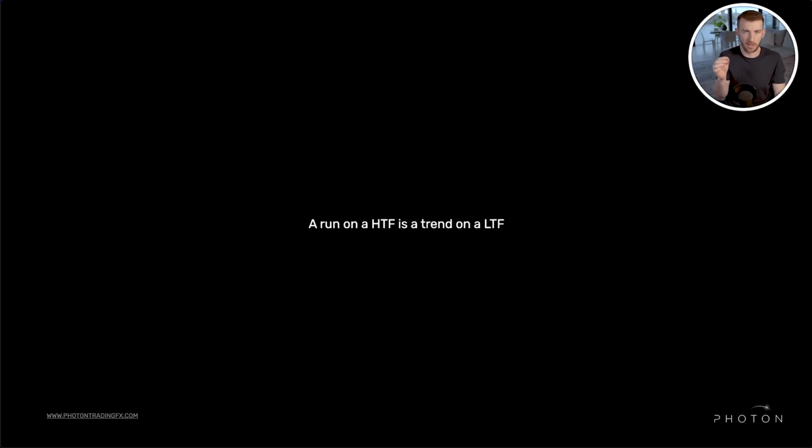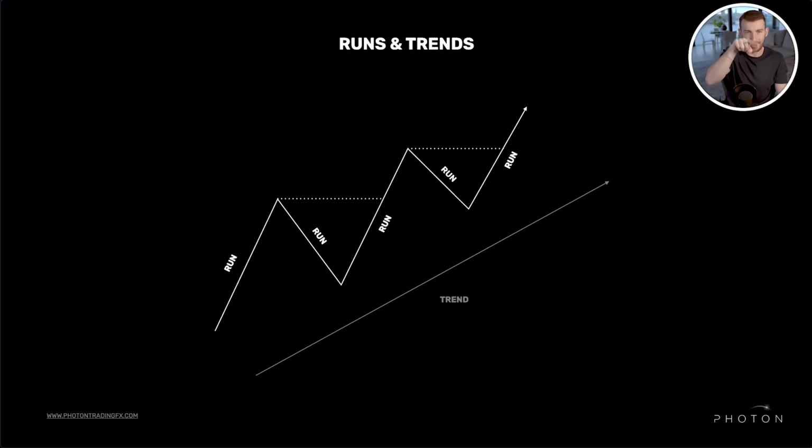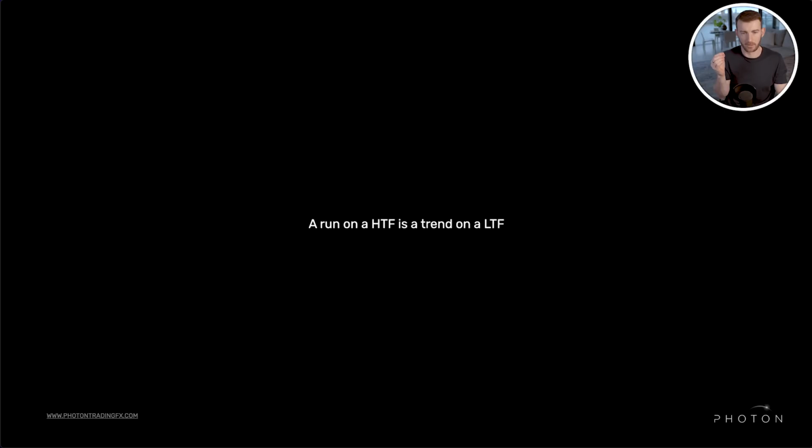So a run on a higher time frame is a trend on a lower time frame. A run on a higher time frame is a trend on a lower time frame, right? If we go back, each of those individual runs on this time frame will be a trend on a lower time frame. Let me show you on a chart and it will make more sense.